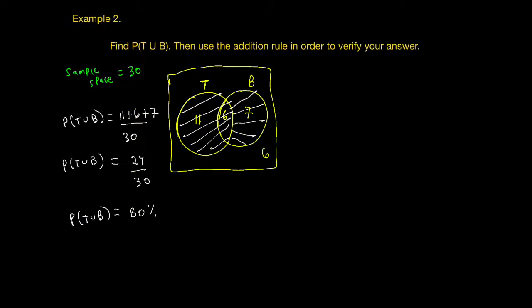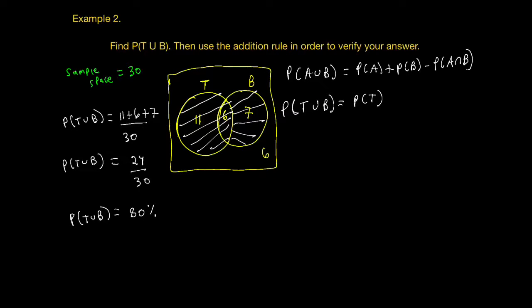So let's verify it. Let me write my skeleton. Probability of A or B is equal to the probability of A plus the probability of B minus the intersection probability A and B. So that is the general formula. Now we're going to apply it using these variables, t or b. So let's plug and chug. We don't have A and B, we have t or b. Probability of t or b is equal to the probability of t plus the probability of b minus the probability of t and b.